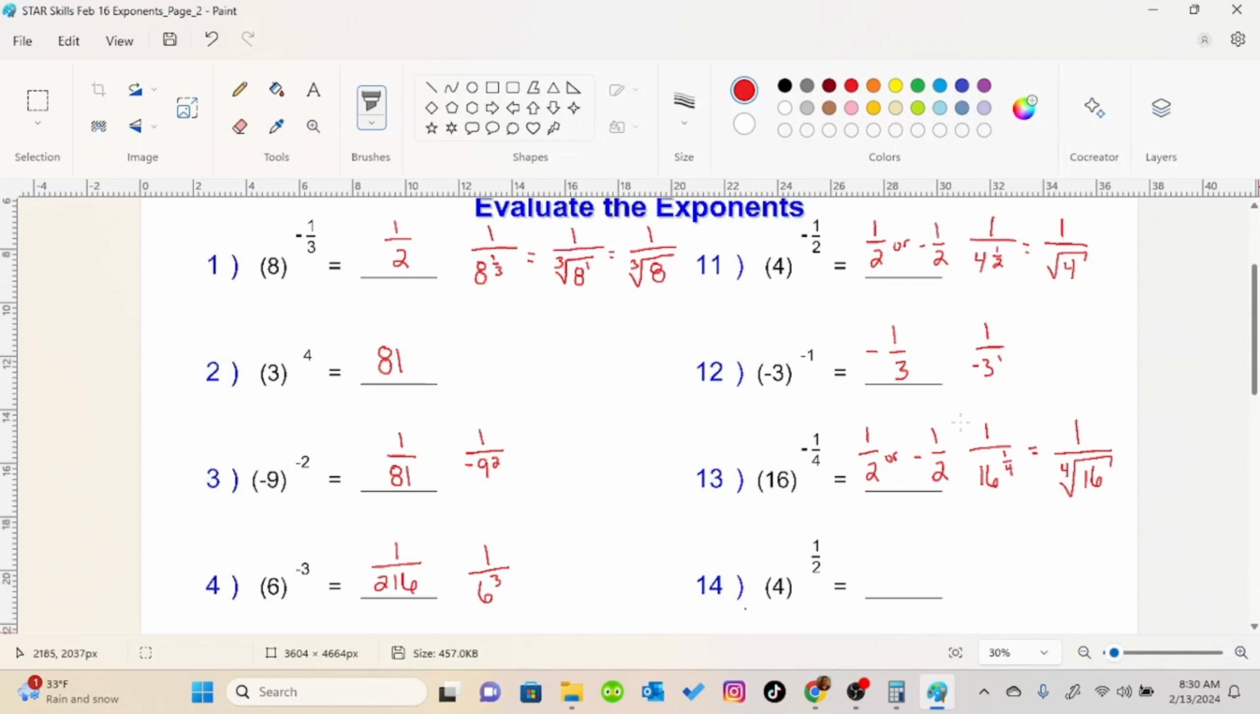Number 14. We have 4 to the 1/2. That means we have the square root of 4, and that could be 2 or -2, because 2 times 2 is 4, and -2 times -2 is also 4.